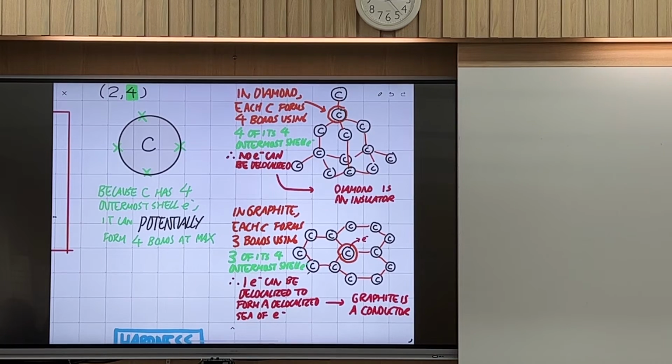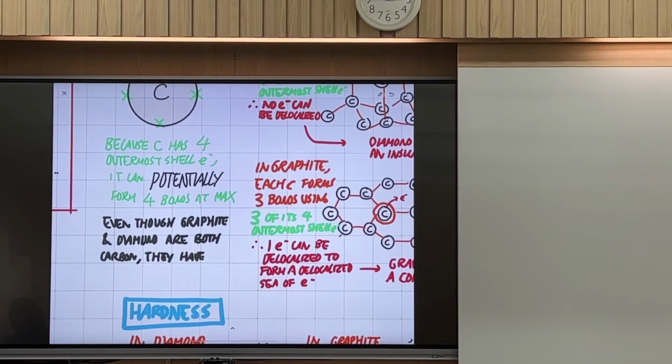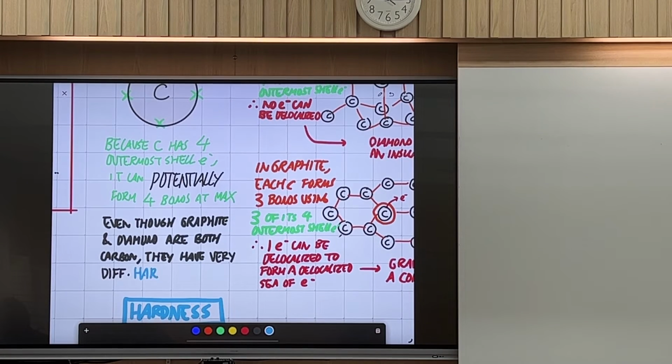So, even though graphite and diamond are both carbon, they have very different, and then you can put down the blue words, electrical conductivity and hardness, okay, due to the difference in bonding and structure. So very different hardness and electrical conductivity.